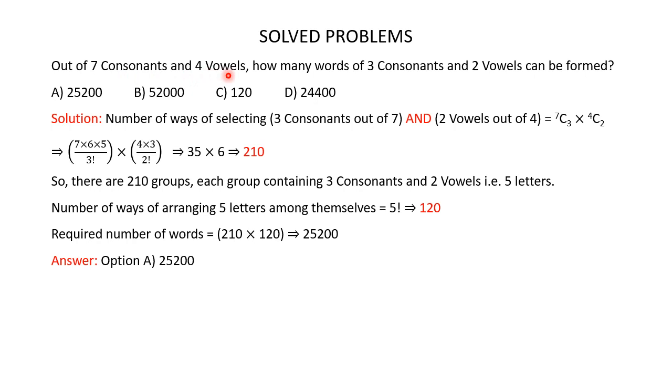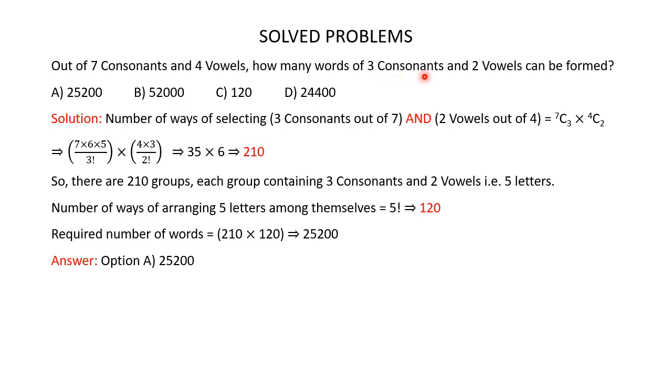Out of 7 consonants and 4 vowels, how many words of 3 consonants and 2 vowels can be formed? Here you are given 4 options and you have to find out which of these options is the correct one. So first here, out of the 7 consonants and 4 vowels, 3 consonants and 2 vowels have to be selected. So since selection is being done here, the concept of combination has to be used.